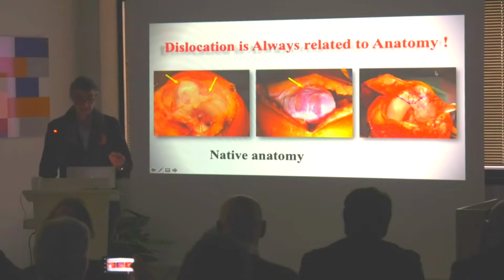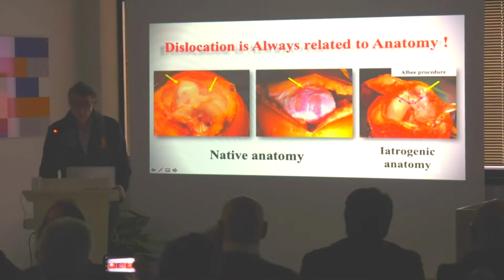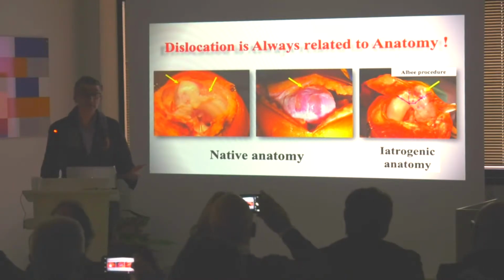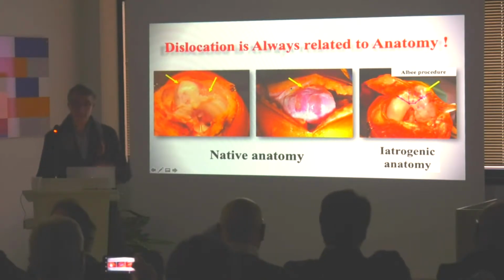So the dislocation is always related to anatomy, okay? And native anatomy, as you have that, so you see that these are not, but they are painful syndromes, huh? You agree with that? But it also could be done by an iatrogenic surgery. For example, this patient had an LB procedure, a stupid procedure. It created a trochlear dysplasia, a high-grade trochlear dysplasia. So this is the relationship between the anatomy and the dislocation.